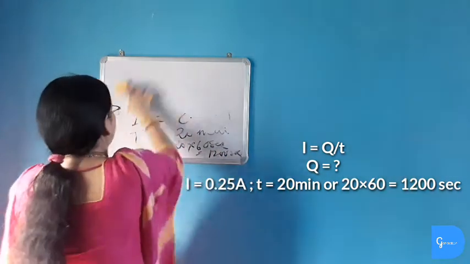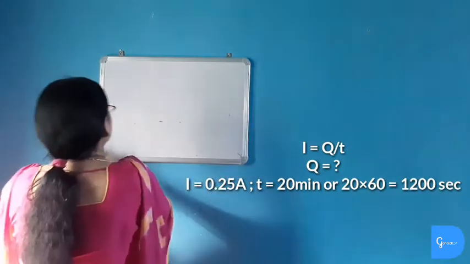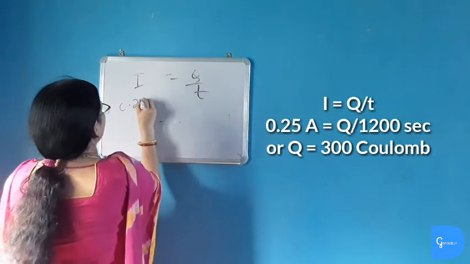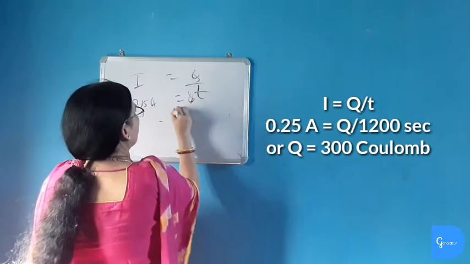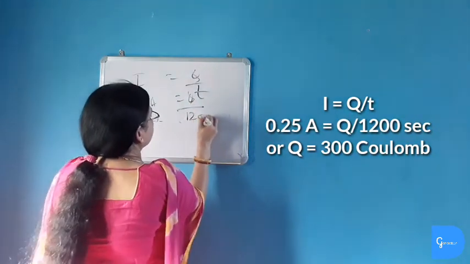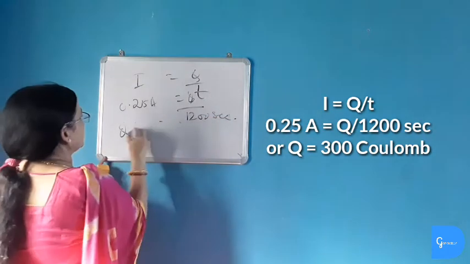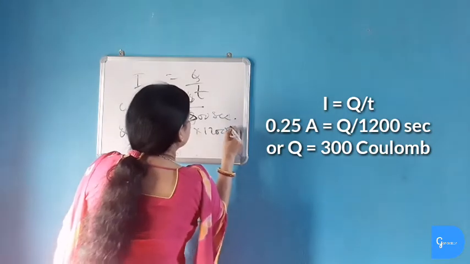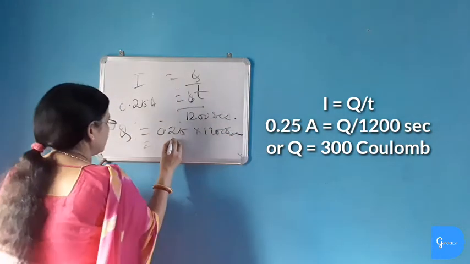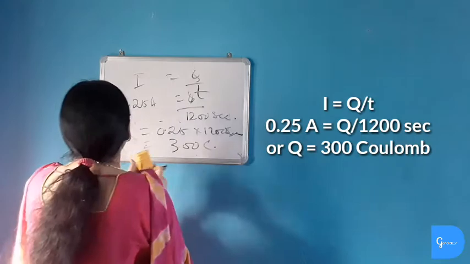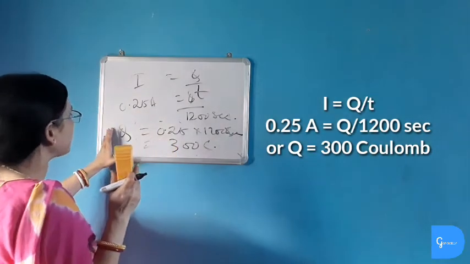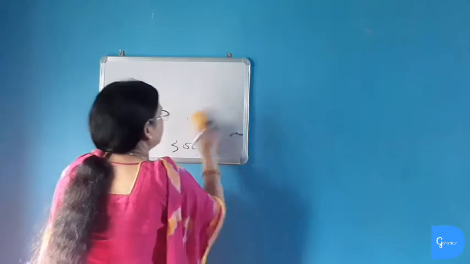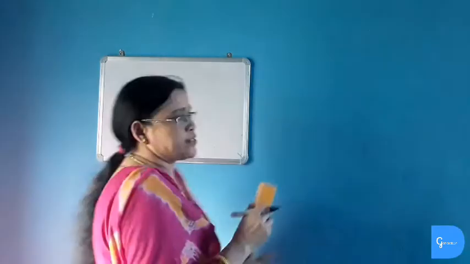Now we have to find the quantity of electric charge flowing through it. I is equal to Q by T. I is equal to 0.25 ampere. Q we have to find out and T is equal to 1200 seconds. So Q is equal to 0.25 into 1200, which is equal to 300 coulomb. So how much charge is flowing through the electric bulb? 300 coulomb of electric charge is flowing through the electric bulb when it burns for 20 minutes.